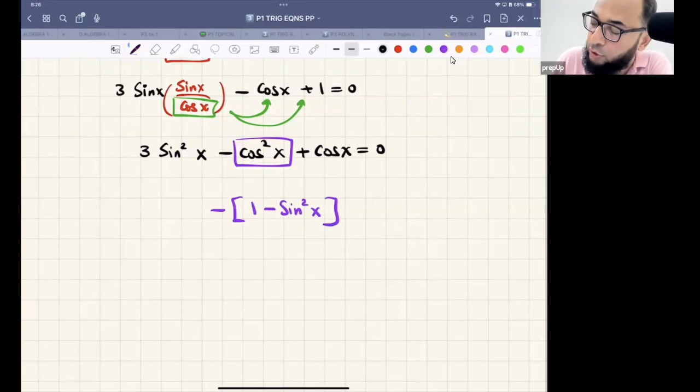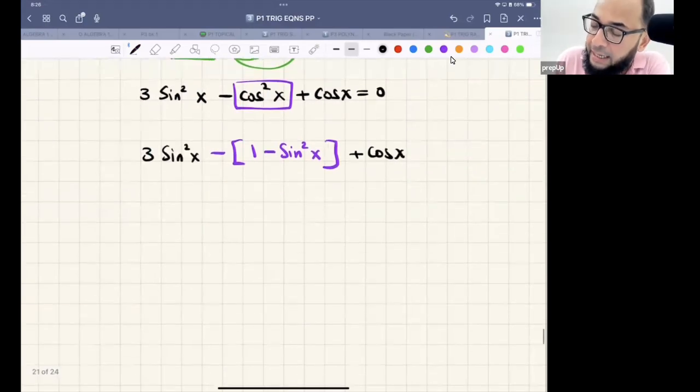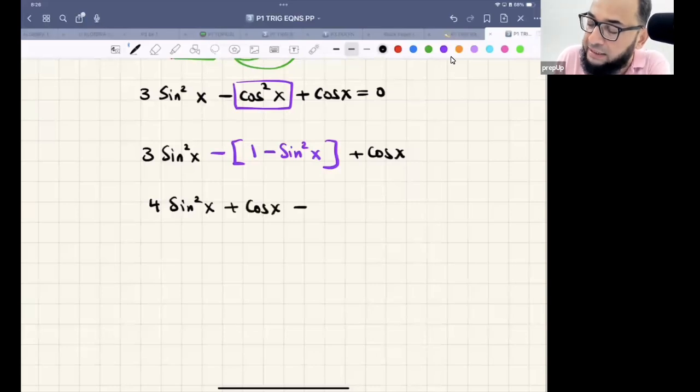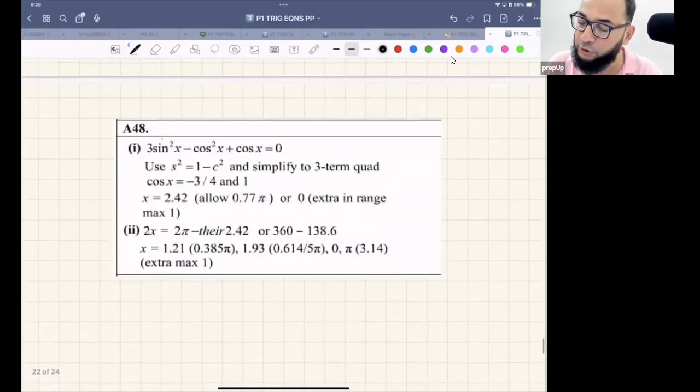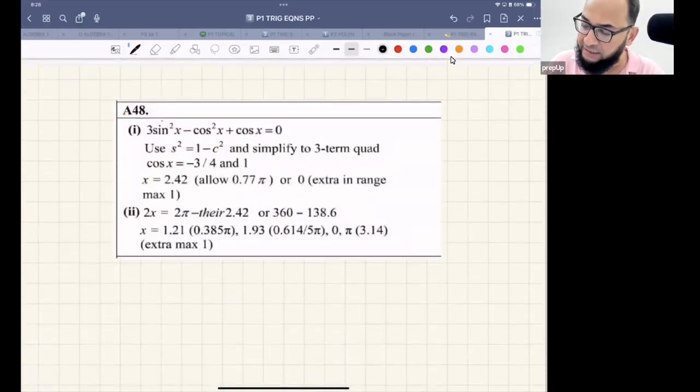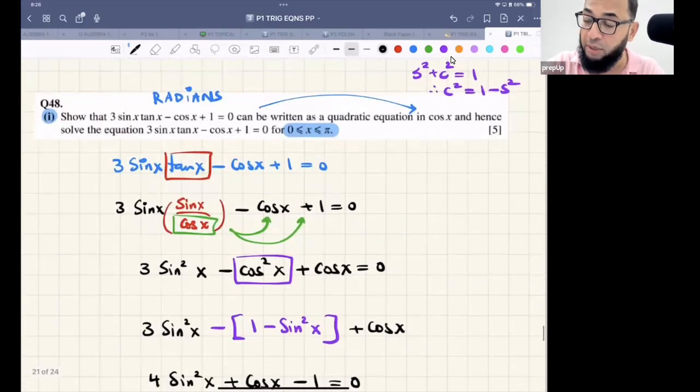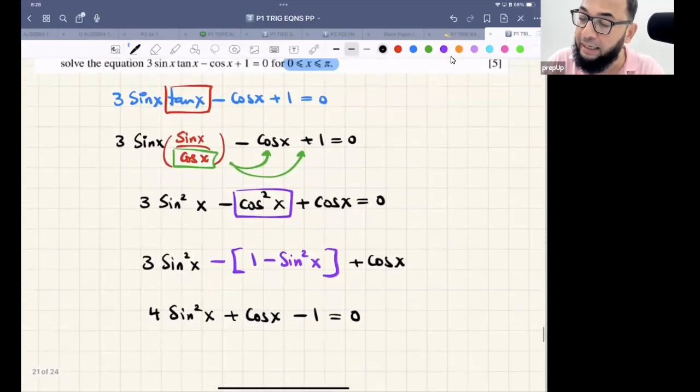And this is cosine x, and this is 3 sine square x. Let me simplify. 3 plus 1, that is 4 sine square x, and this is plus cosine x minus 1 equals 0. Let me double check: 4 sine square x plus cosine x minus 1 equals 0. They have not written the 3-term thing, so let me just double check my working, again over here.